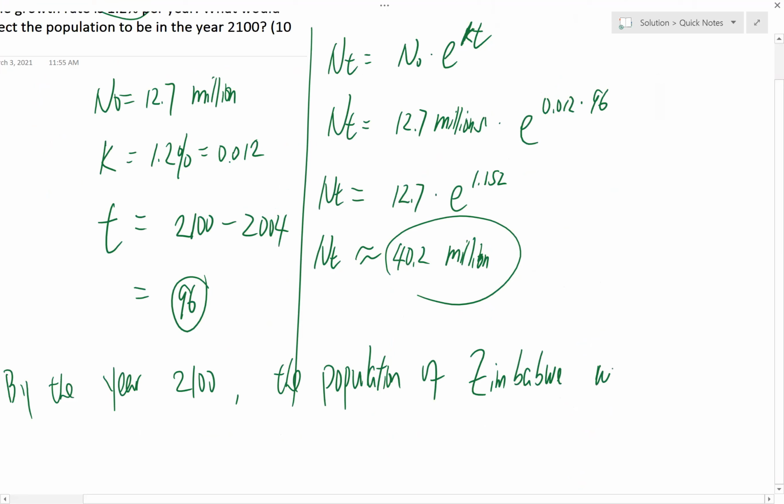Will be about 40.2 million. In terms of rounding, right?